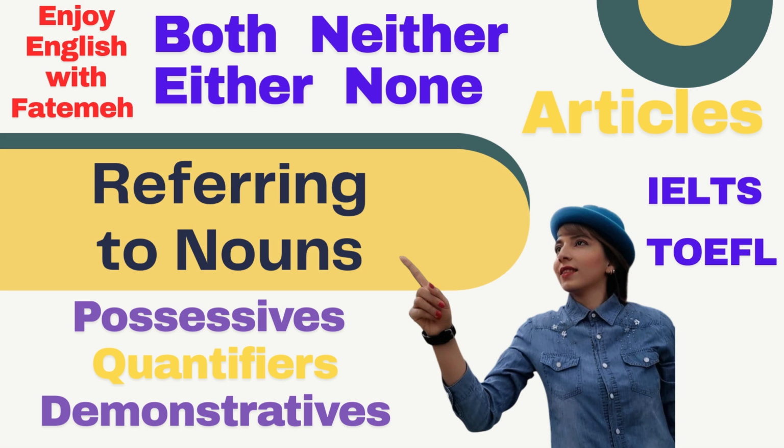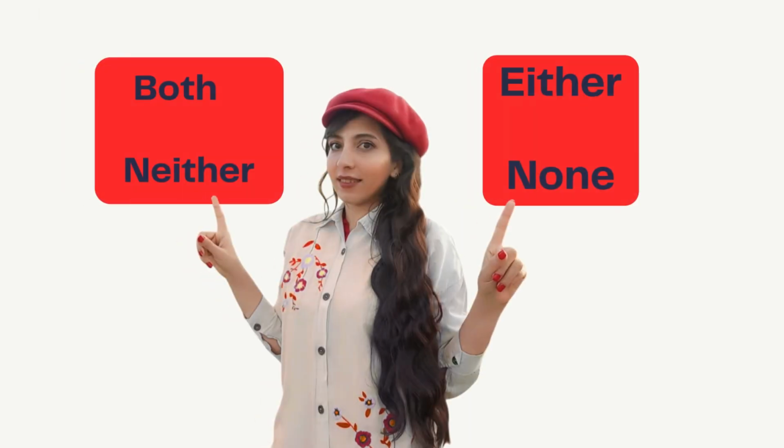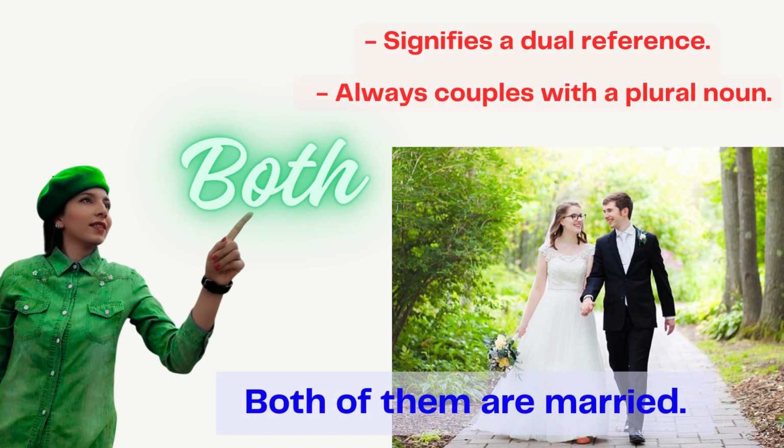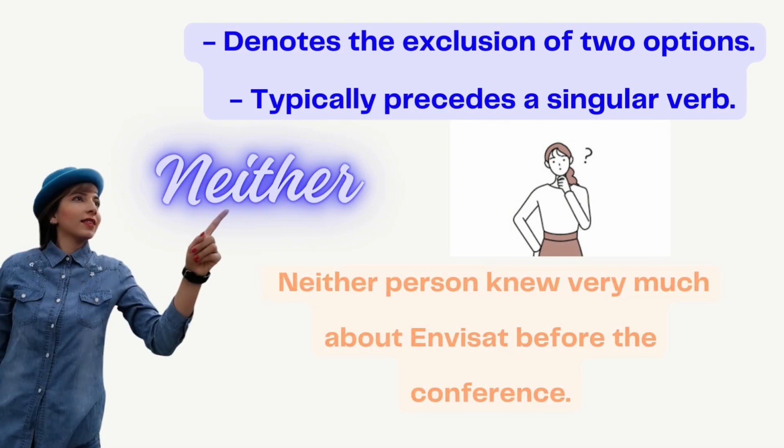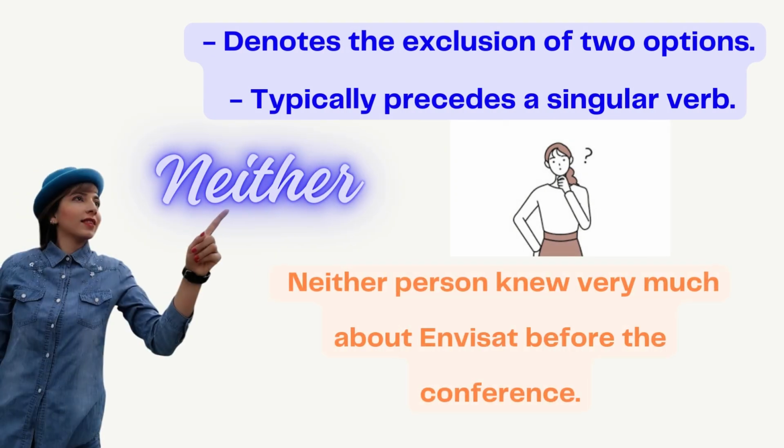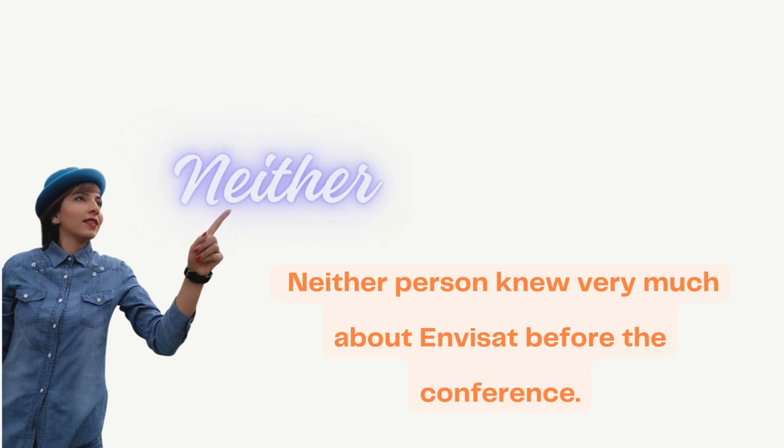Let's jump in. These words like both, neither, either, none help us talk about two or more things, each with its own meaning. Both means two things together and is always used with plural nouns. For example, both of them are married. Neither means not one or the other of two options, usually followed by a singular verb. Pay attention to this example. Neither person knew very much about Envisat before the conference.